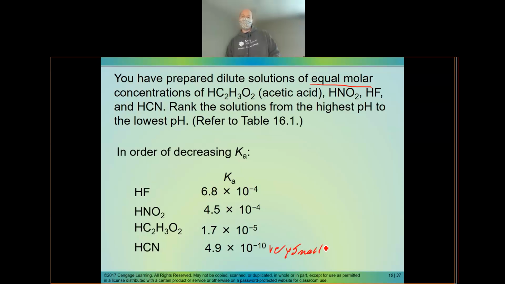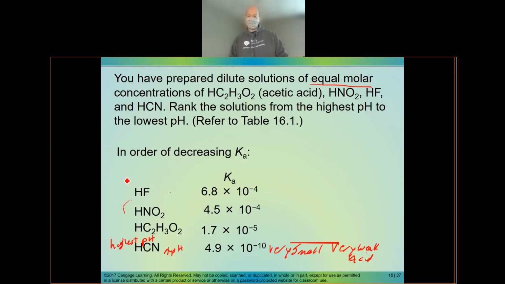And that means this is a very weak acid. So your concentration of products over reactants, that is your H plus. You have a very small concentration of H plus, and so this is your very weak acid. This is the weakest acid. So this is going to have the highest pH. Your weak acid has a high pH. So this one is going to be the highest pH.